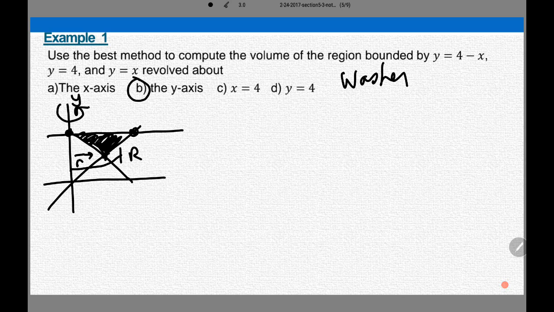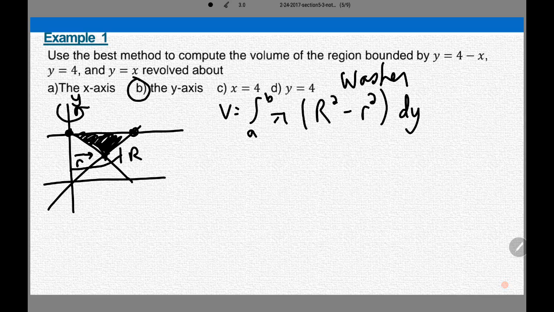And if you remember, the volume is like this, where we have pi times the big radius squared minus the little radius squared. And in this case we're going to do it with respect to y, so I'll put the dy there. So our big radius is x equals y.